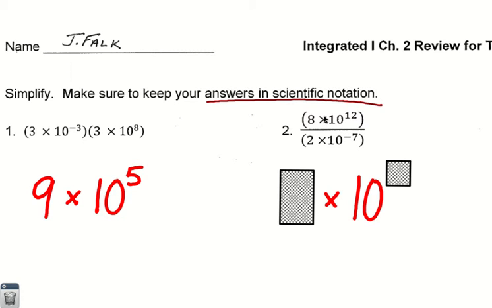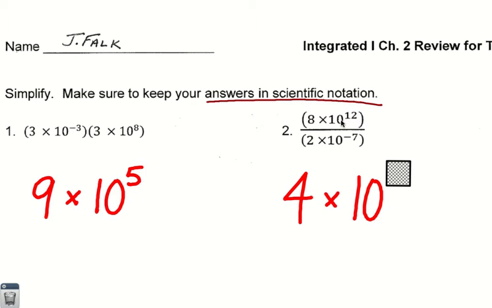So in order to take two numbers that are in scientific notation and essentially divide them, because remember, fractions are essentially division. So this number in scientific notation divided by this number that's in scientific notation. In order to do that, we take the regular numbers, the 8 and the 2, and we just divide them. 8 divided by 2 is 4.